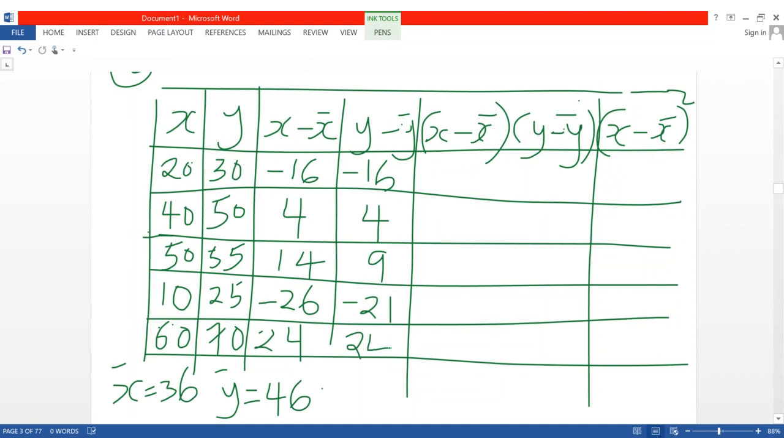So I'll multiply: negative 16 times negative 16, it shall be positive 256. 14 times 9 is 126. This one is supposed to be positive: negative 26 times negative 21, a negative times a negative, 546. And then 24 squared, 576.